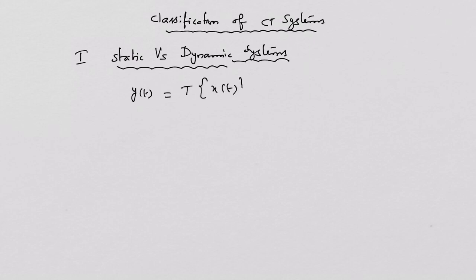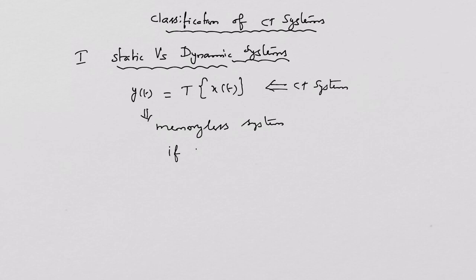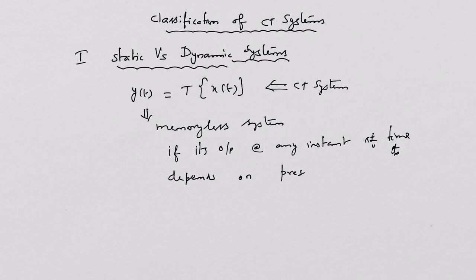A CT system, which is represented by a mathematical representation y of t is equal to transformation of x of t, is called a memoryless system or static system if its output at any instant of time t depends on the present input but not on the past or future inputs.